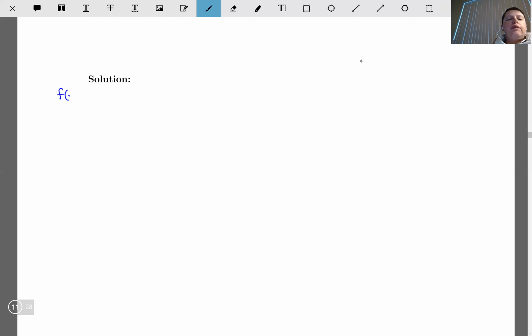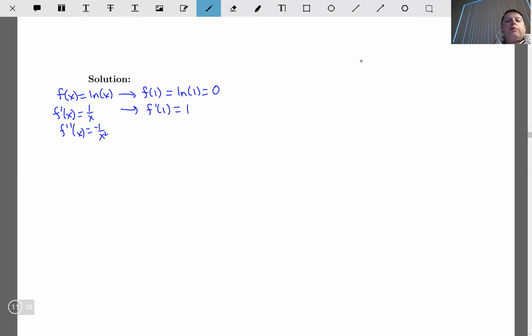Okay, so first of all, f of x is log of x, and we're interested in evaluating everything at x equals 1, so f of 1 is log of 1, which is 0. F prime of x we know is 1 over x, so f prime of 1 is 1. F double prime of x is negative 1 over x squared, which we can write as negative x to the negative 2. And we see that f double prime of 1 is negative 1.